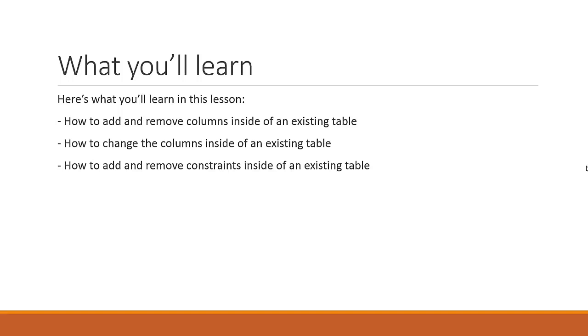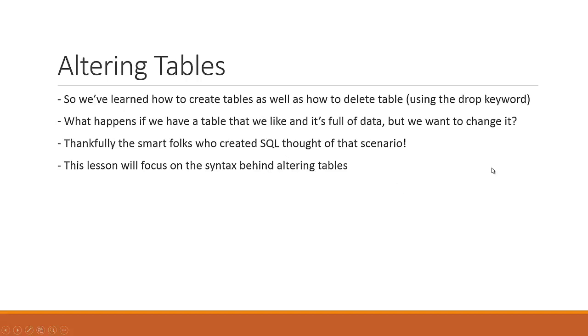You're going to learn how to add and remove columns inside of an existing table, and that's the key here, that it is an existing table. We're also going to learn how to change the columns inside of an existing table. So if you have a column and you just want to maybe rename it or change its data type, we're going to learn how to do that as well. And we're going to look at how to add and remove constraints inside of an existing table. So the key thing here is that we are always looking at existing tables. We're never going to be creating a new one. We're going to be changing an existing table. So this is called altering tables.